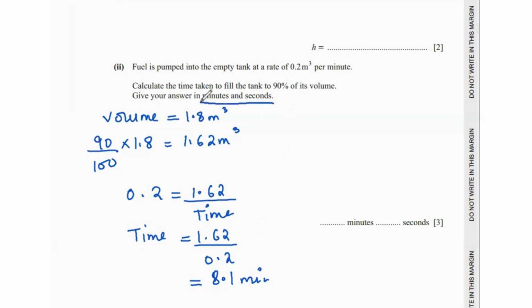They want it in minutes and seconds. So this 0.1 over here, because it's basically 8 plus 0.1. So this 8 is your minutes, and the 0.1 gets converted into seconds when we multiply it by 60. Why? Because 1 minute is equal to 60 seconds. So 0.1 times 60 is going to be 6.